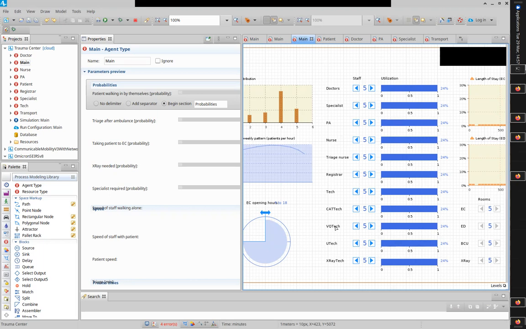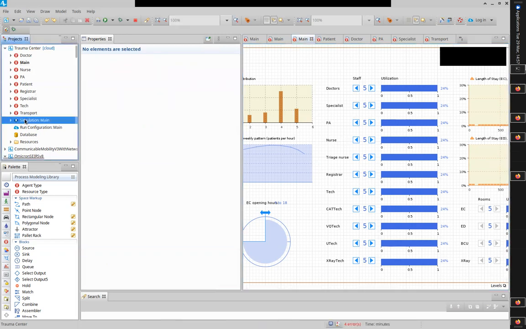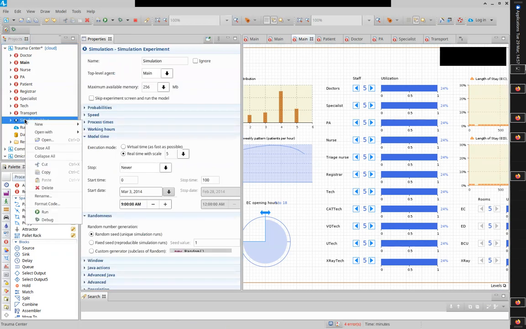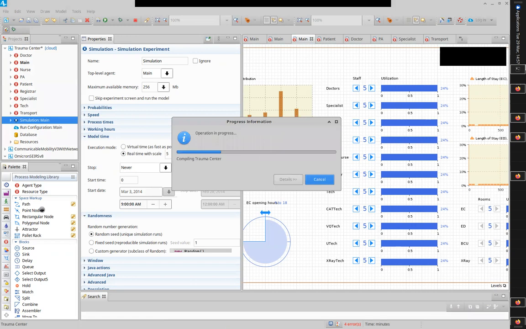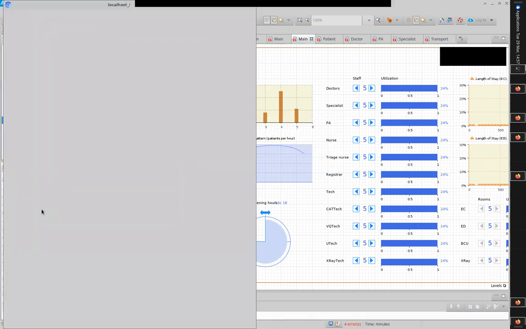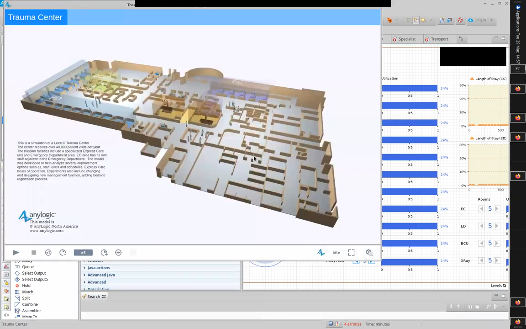Okay, so this is a model, but it's a precise enough model to be a simulatable model to say, well, okay, what gives? Like, if this is the situation, what's the result? Well, there's a simulation here and we can go run it. So let's go right click on this and we will see this trauma center come to life. Okay, we'll see it enacted.